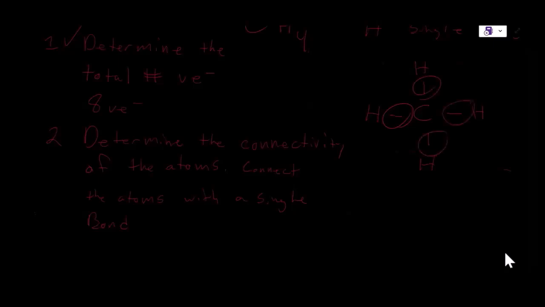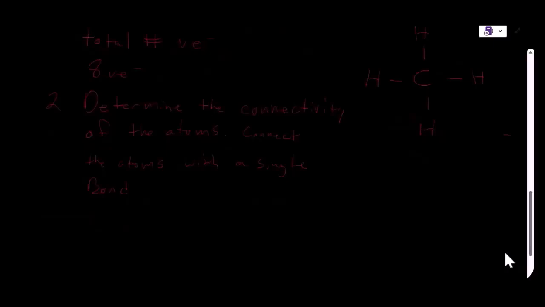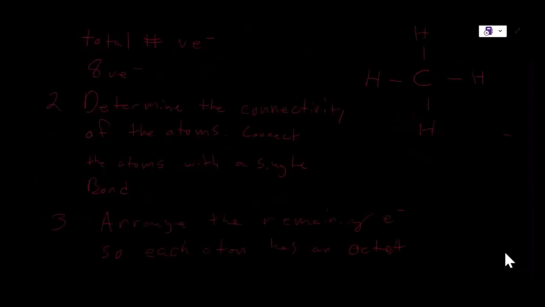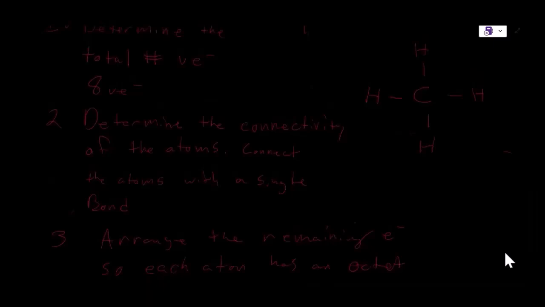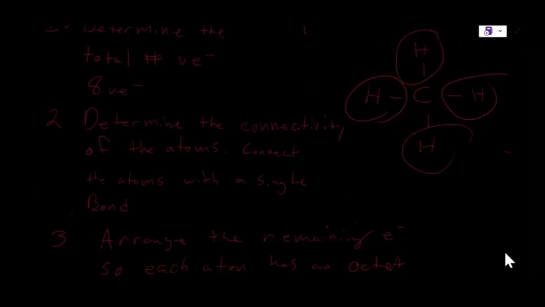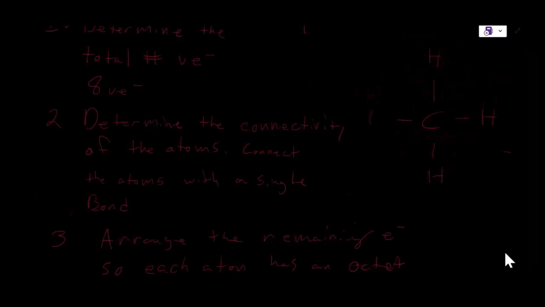And since we had a total of 8 valence electrons to begin with, this structure is satisfied, because in the third step we would arrange the remaining electrons so that each atom would have a complete octet. And we don't need to do that because there are no electrons left, and each atom satisfies a filled outer shell. The hydrogens have 2 valence electrons each, and the carbon atom has 2 valence electrons with each single bond, so it would have a complete octet as well. So this would be the Lewis structure for methane.